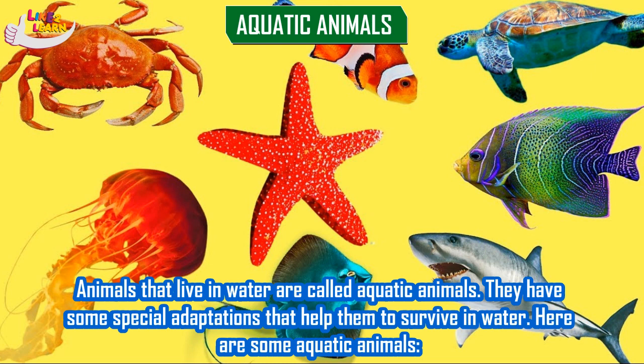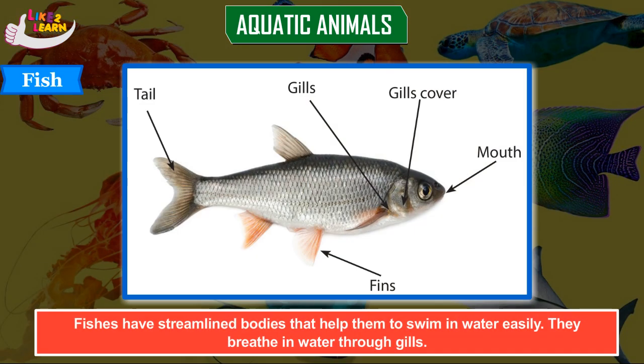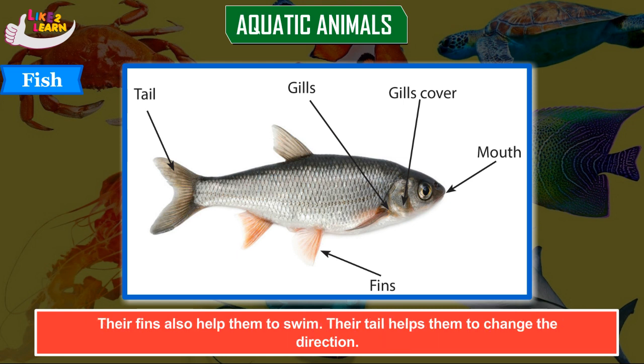Fish. Fishes have streamlined bodies that help them to swim in water easily. They breathe in water through gills. Their fins also help them to swim. Their tail helps them to change the direction. Fish external structure. Tail, gills, gills cover, mouth, fins.